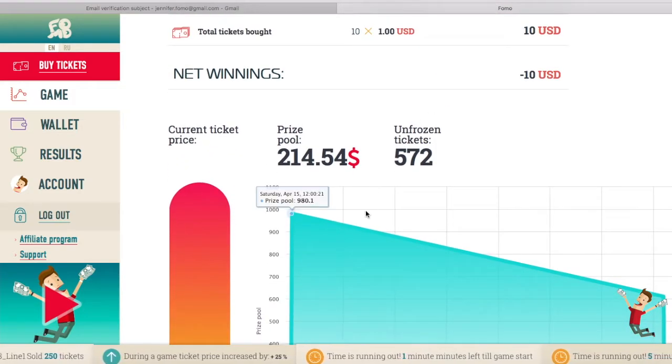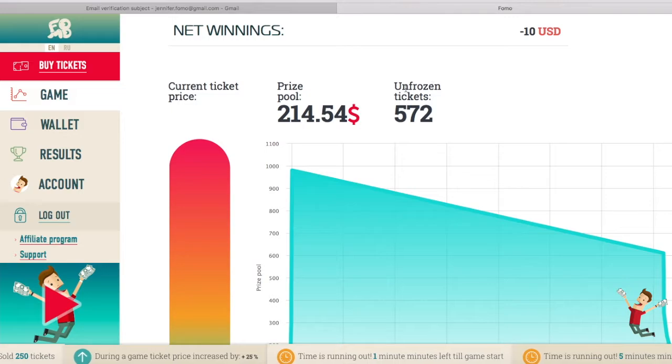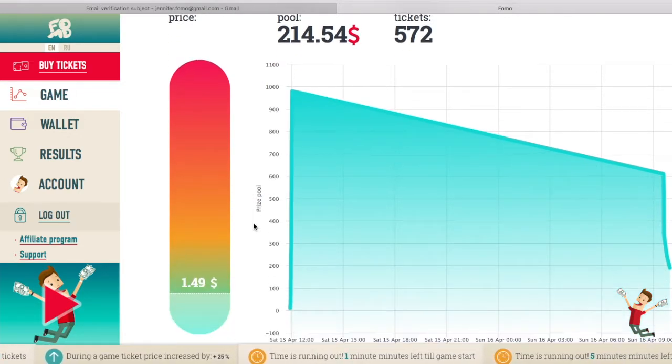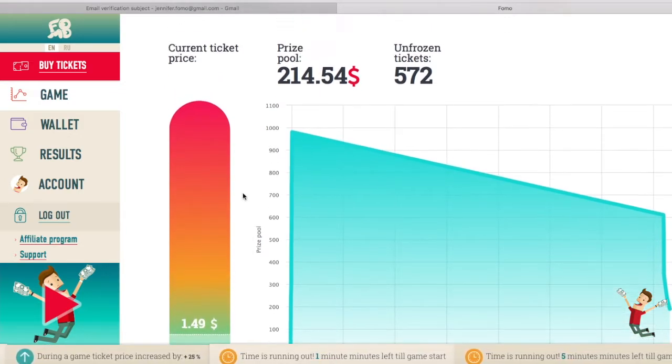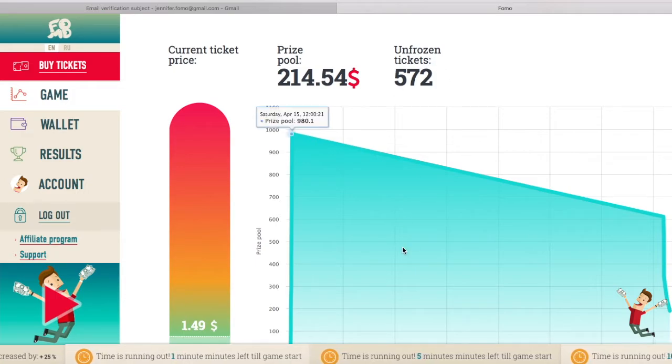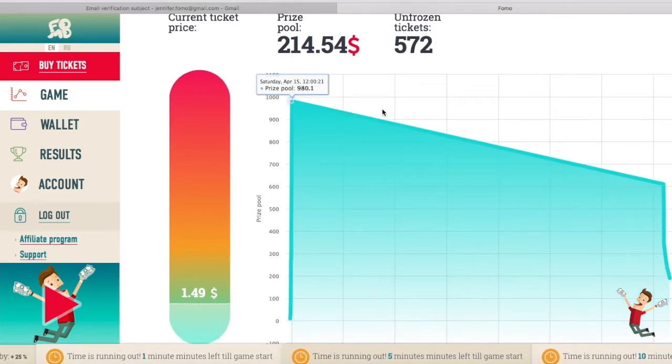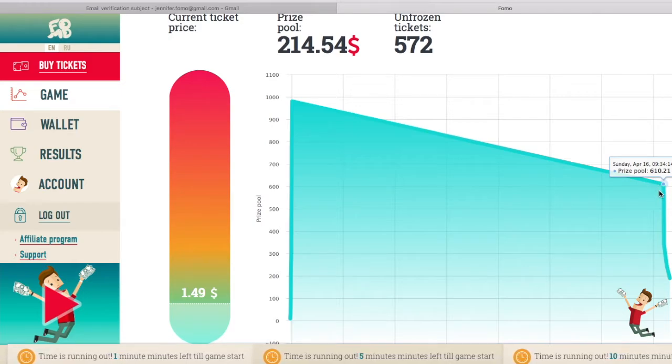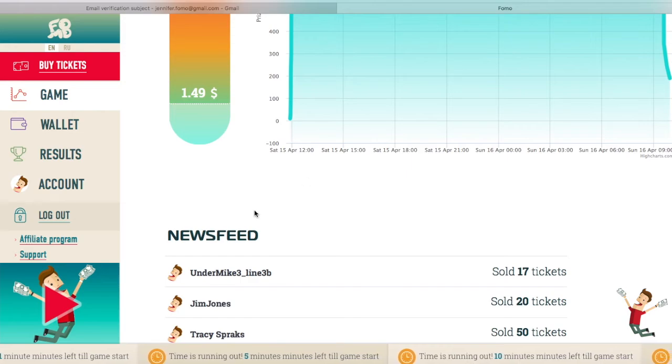So as participants start to sell their tickets at a higher ticket price per unit, the overall price pool is decreasing, because the current ticket price is getting higher and higher. So the frozen tickets are available to sell. As you see here in the graph, the participants start to sell their tickets. You see here a big drop in the number. Okay, so you see here that the price pool just decreased more because participants start to sell their tickets.